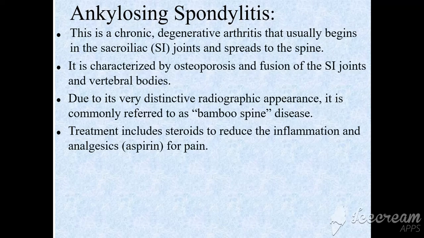Ankylosing spondylitis is a chronic degenerative arthritis that usually begins in the sacroiliac joints and spreads to the spine. It is characterized by osteoporosis and fusion of the sacroiliac joints with vertebral bodies. Due to its very distinct radiographic appearance, it is commonly referred to as bamboo spine. Treatment includes steroids to reduce inflammation and analgesics for pain.